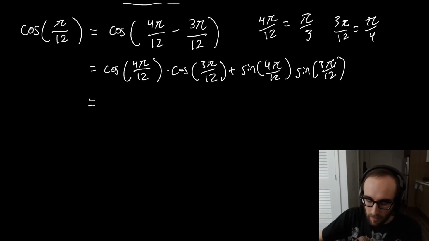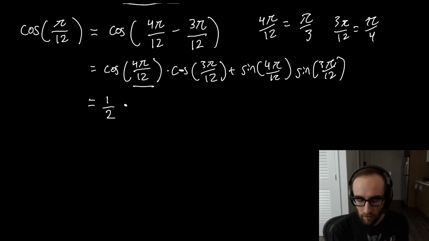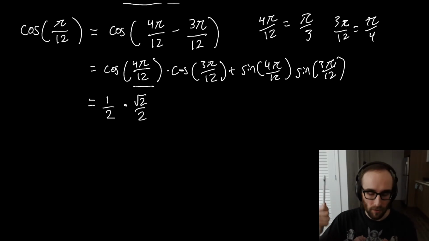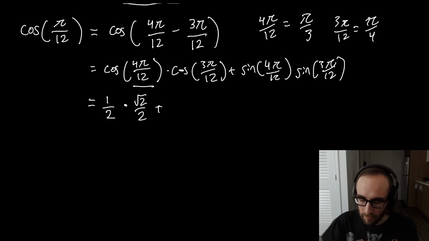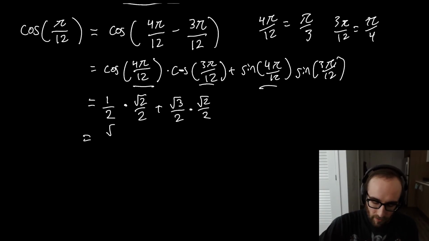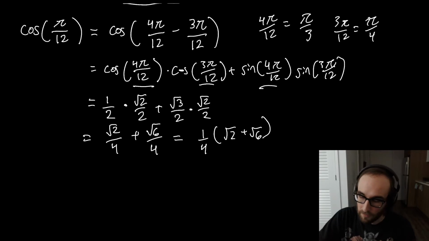Cosine of pi over 3 is going to be 1/2. Cosine of pi over 4 is root 2 over 2. And I'm pulling these from the unit circle that I memorized. Sine of pi over 3 is root 3 over 2. And then sine of pi over 4 is root 2 over 2. And again, we can simplify these. Root 2 over 4 plus root 6 over 4. So we end up with 1/4 times root 2 plus root 6. And then that's it. We're finished.